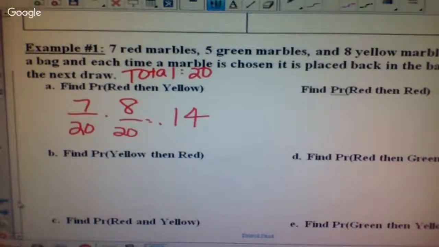Okay. I'm going to move across, that way I don't have to keep moving the screen up and down. Probability of a red, then a red. So I need a red marble first. 7 out of 20. And I need another red. If you put it back, it's 7 out of 20. This says it's being replaced. So this should come out to be 0.1225.